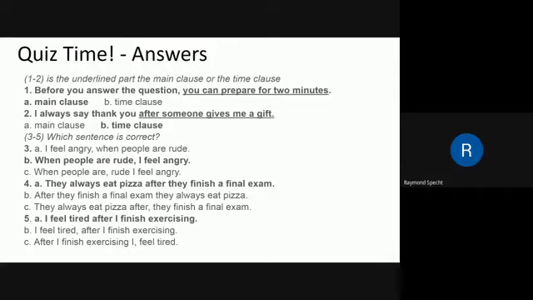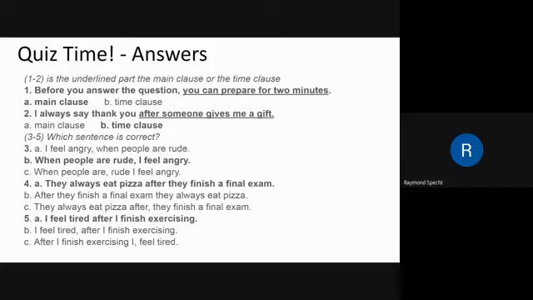Which sentence is correct? I feel angry, comma, when people are rude. When people are rude, comma, I feel angry. When people are, comma, rude, I feel angry. Again, remember, when the time clause comes first, you're going to have the comma. The trick is, when you look between B and C here, are you putting the comma in the correct space? And don't forget, when the time clause does not come first, you would not have a comma here. That's why A is wrong.